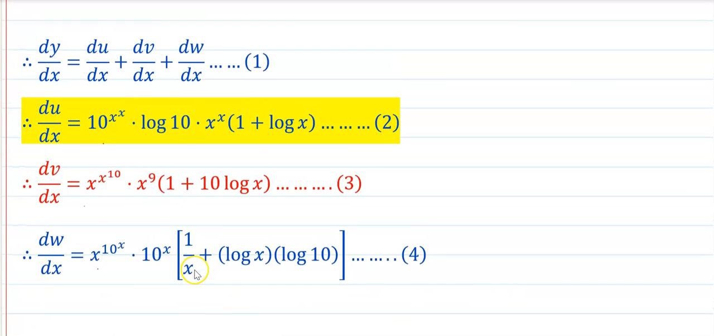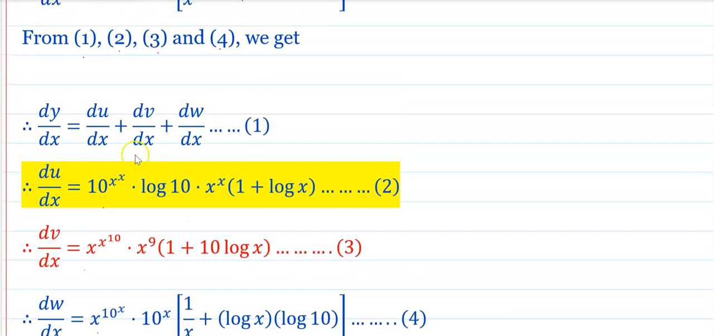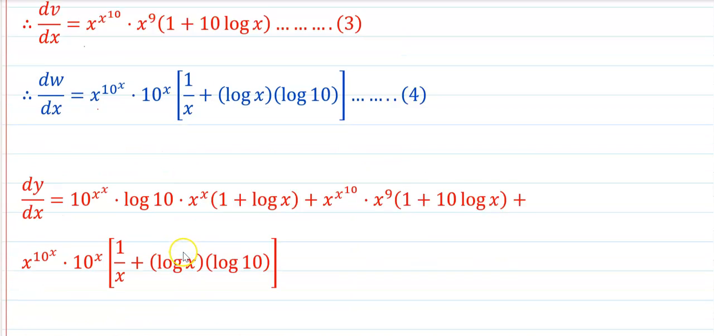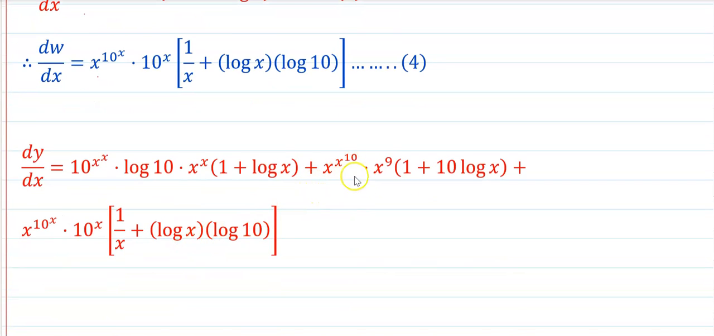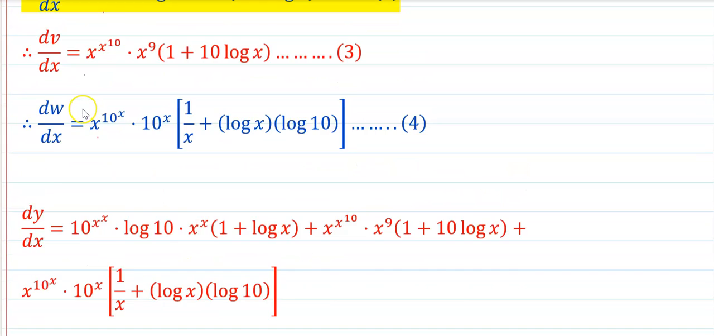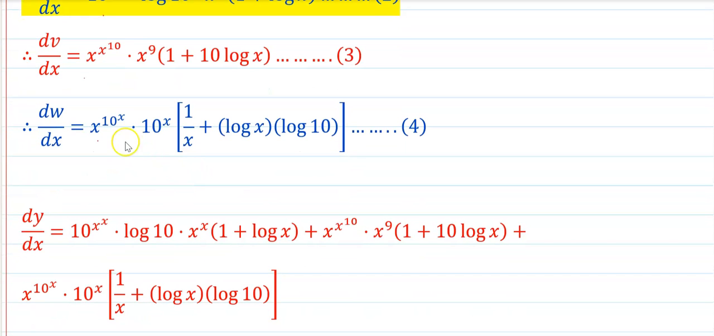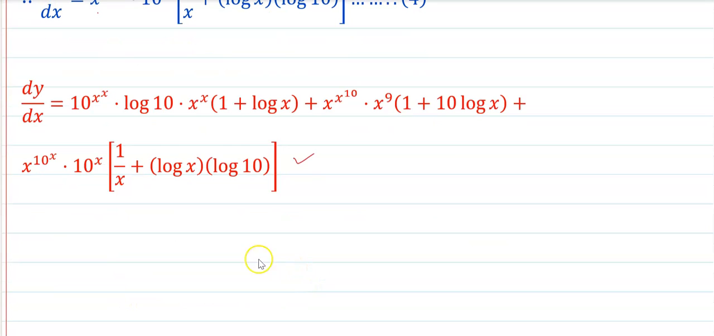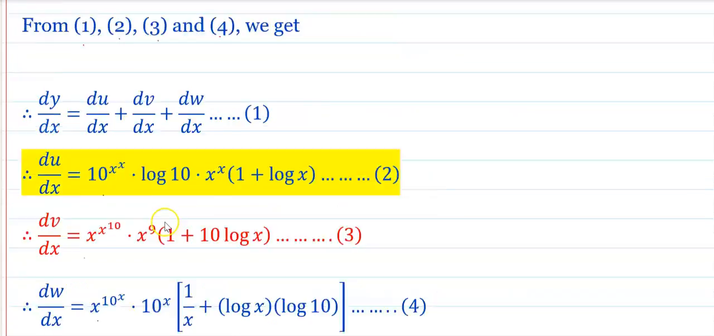Next, dv by dx. Okay, this is the dv by dx. x raised to 10 into x raised to 9 in bracket 1 plus 10 times log x, plus. What about the last derivative? dw by dx. This is the dw by dx. That is x raised to 10 raised to x into 10 raised to x in bracket 1 upon x plus log of x into log of 10. Okay. Again you can look here.